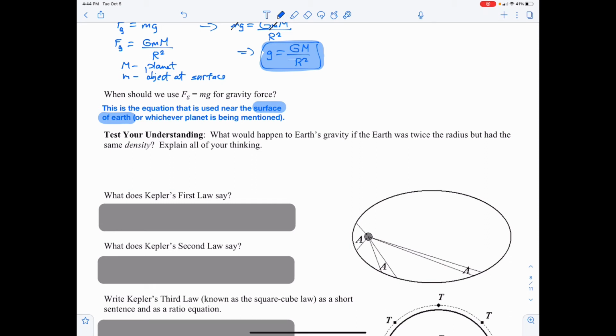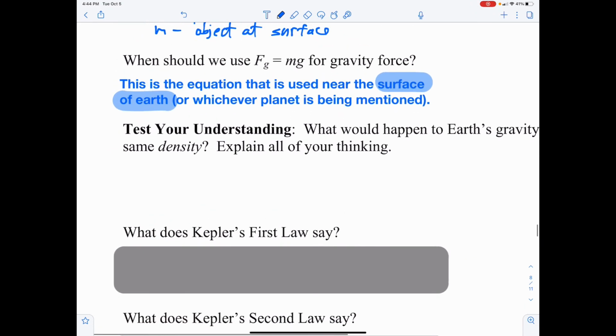Test your understanding. What would happen to Earth's gravity if Earth was twice the radius but had the same density? Explain all of your thinking. Well, we're going to explain this mathematically using proportional reasoning, and then we'll put it all together and sum it up in words. Okay, so the first thing I would tell you is that when we're dealing with density, density is the variable rho. Kind of looks like an italicized p.